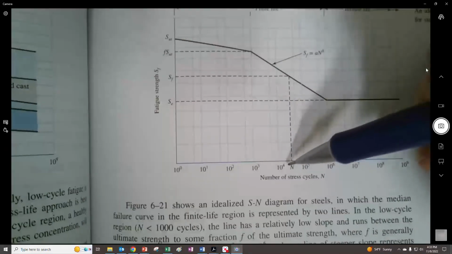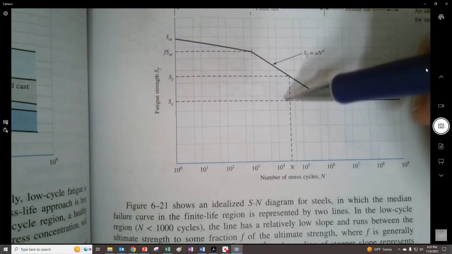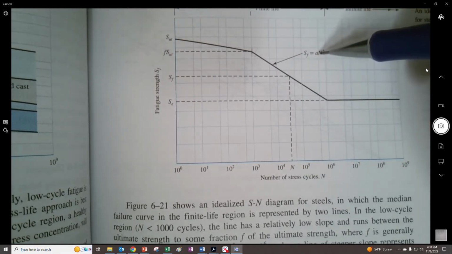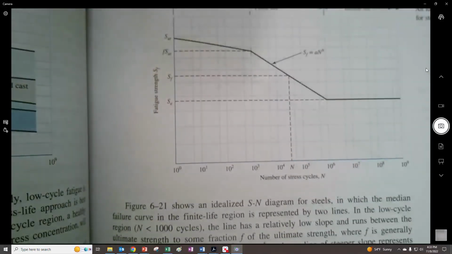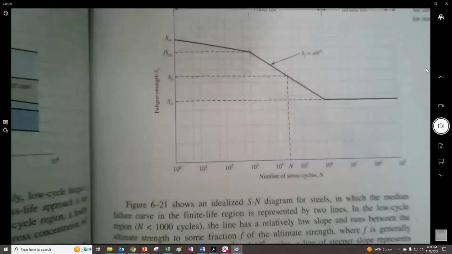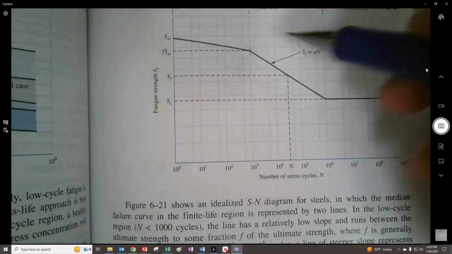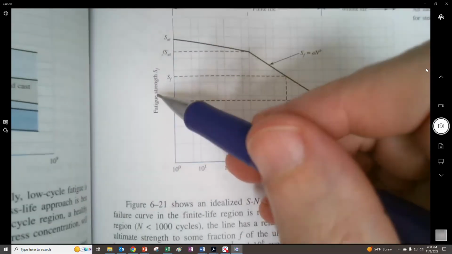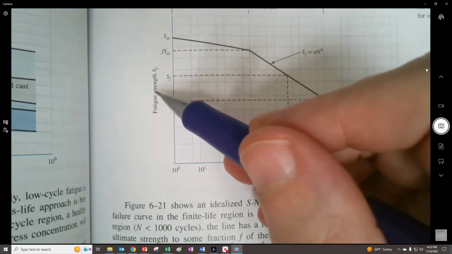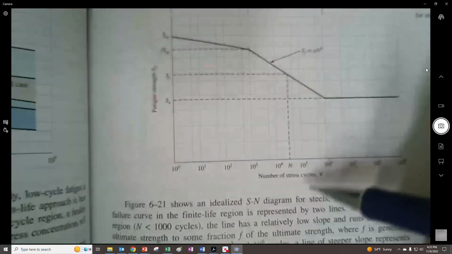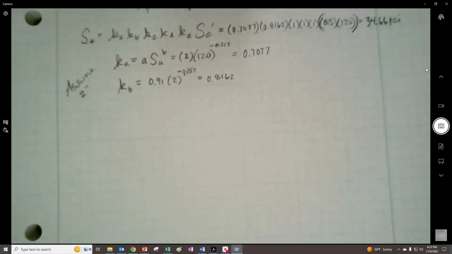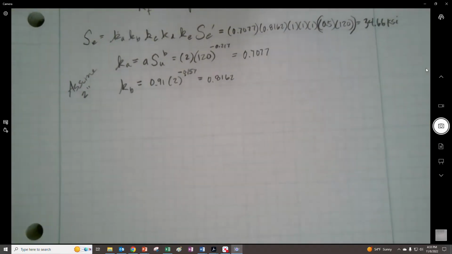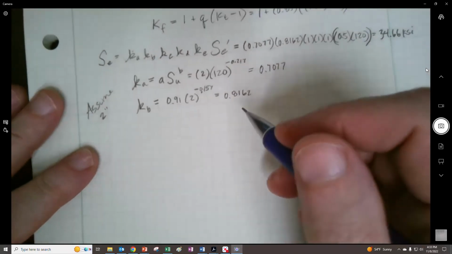So we're going to find the number of cycles, and using this A and this B, which are not the same thing as that surface condition factor Ab, find what that applied stress, the reversible stress, needs to be to cause failure at that number of cycles. And already this video is much longer than I intended to do.